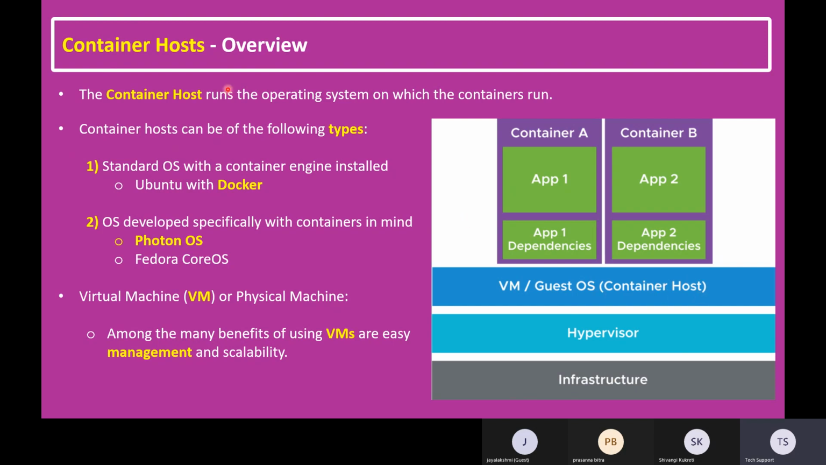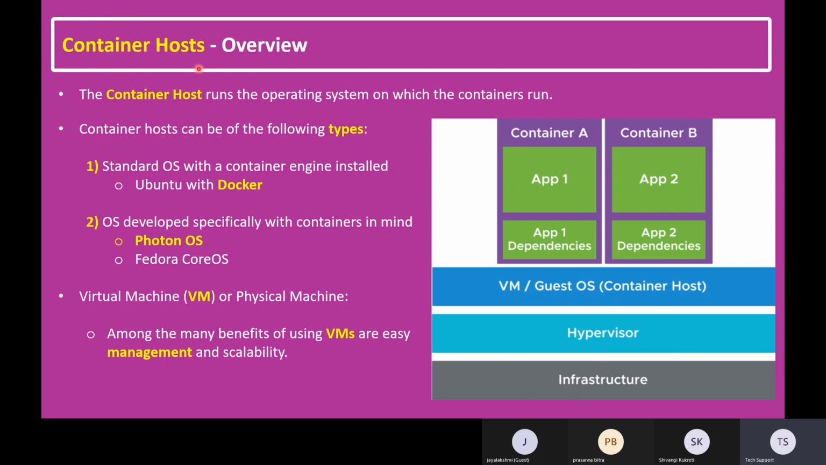Now, what is the importance of the container host? The container host runs the operating system on which the containers run. A container host can be of the following types. A standard operating system with a container engine installed. Normally the most popular one is Ubuntu with Docker. Ubuntu is the operating system name, and this operating system is configured with Docker. And OSes developed specifically with containers in mind. There are some specific OSes for the Docker concept, that is the Photon operating system and also Fedora CoreOS. Photon is also used by VMware, and Fedora CoreOS is a third party operating system.